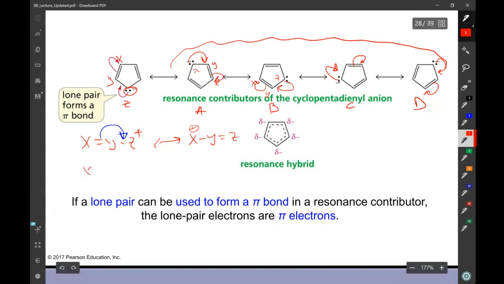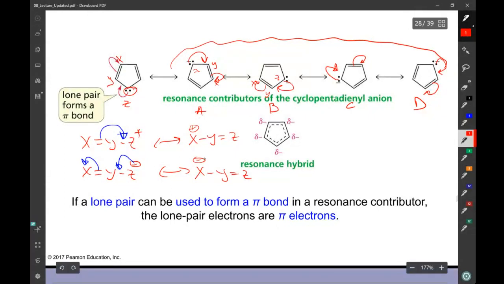You have another case where X equals Y minus Z with a negative charge here, like the case we have above, like the case we have over here. In this case, the way you move your arrow is a little bit different from the first situation. Here, the arrow goes down, and then this one goes there. And so, your resonance structure will be X minus Y equals Z. Now, the X will end up with a negative charge.